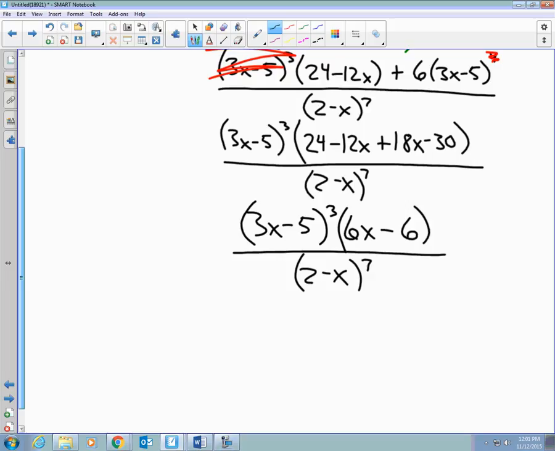Anybody see what is one last step that they may do on the AP exam? Take out a 6. Now, you don't necessarily have to go that far, but you do need to write it as products like that. So, again, I think the most algebra-intensive type problem you would see on the AP exam. And I think you can do them. And you're going to practice them in your assignment.